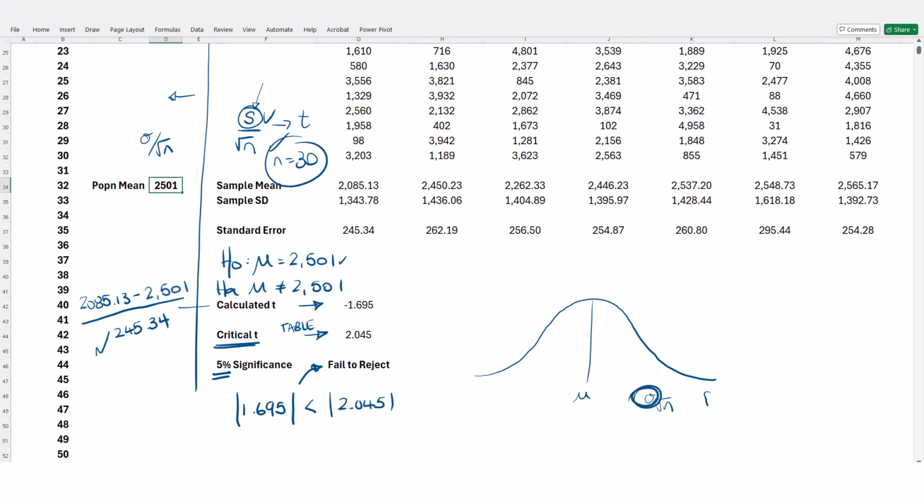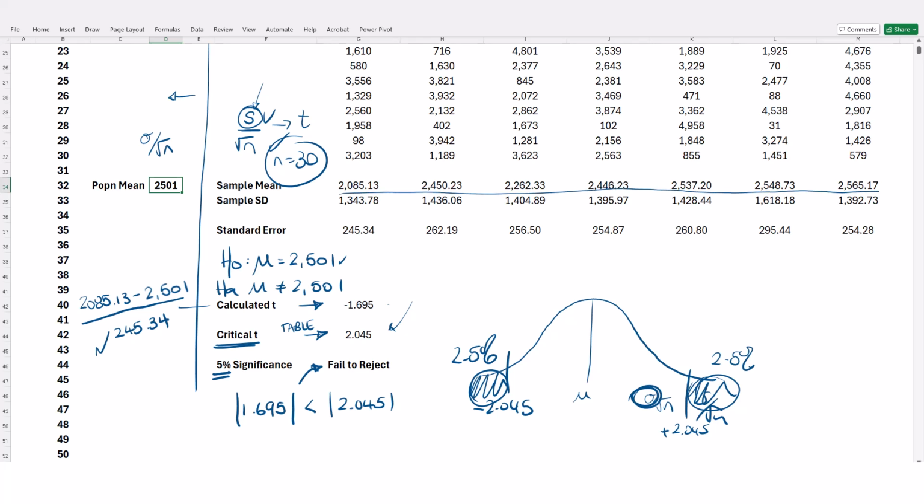Now, we didn't use sigma, we used s, which is why we're saying this is a t-distribution. But the point is, in this t-distribution, we've picked our critical t's here, so minus 2.045 plus 2.045, such that given the way our distribution of sample means is, it's symmetrical, so 2.5, 2.5, only 5% of all of our possible sample means will lie in those areas.